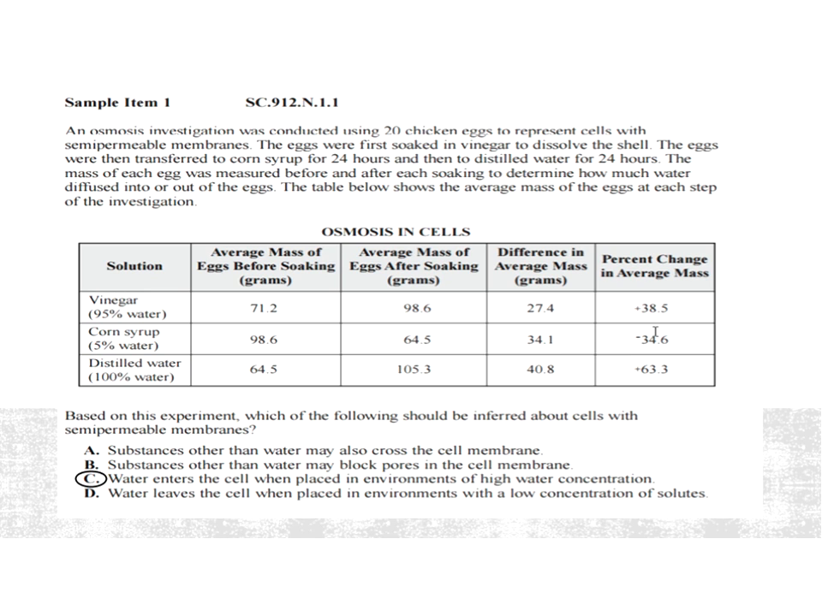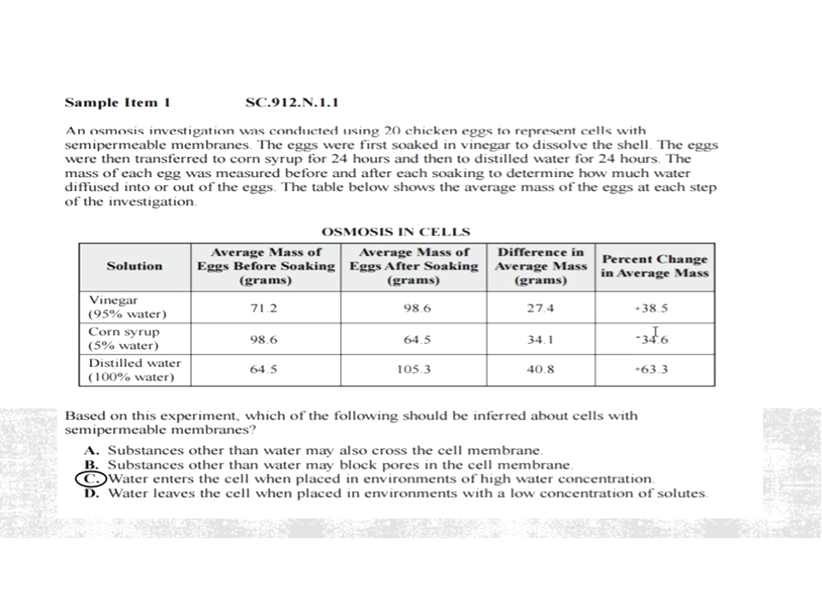So solute is anything dissolved in the water. So if we have a low amount of solute, then that means that there's a high amount of water concentration in the environment. So that would be the vinegar in the distilled water solution. And we can see here that the water obviously didn't leave the cell because the mass increased.